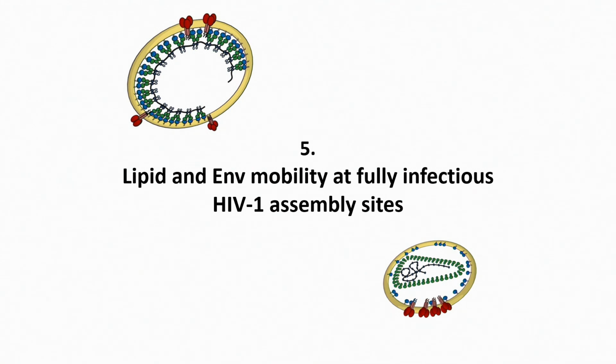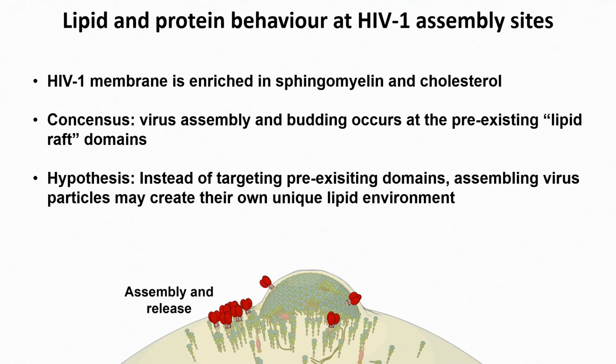And then going to the final study, which I want to mention, we looked at lipid and Env mobility at fully infectious HIV assembly sites. So, a little bit of background. The HIV membrane is highly enriched in sphingomyelin and cholesterol, but the consensus was that virus assembly occurs on so-called lipid rafts, which are cholesterol-enriched domains pre-existing on a cell surface.